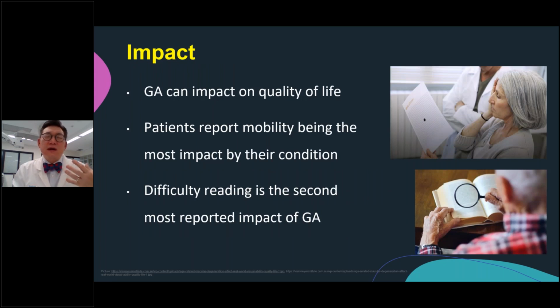There is a very significant impact that geographic atrophy can have. We've shown that it has impact on quality of life. When we ask patients, their main issue is mobility being reduced. Their second issue is difficulty with reading. That is, patients who have significant geographic atrophy lose their reading sight.